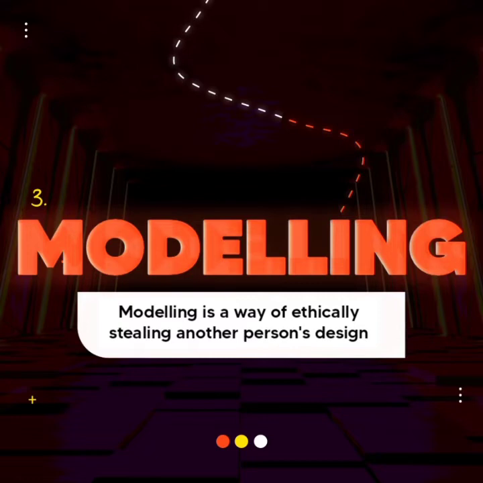So modeling is looking at the structure of a particular design and pasting that structure on your own. So let's say this person used a blue background, and then his font is slanted, and then you can see his own design.